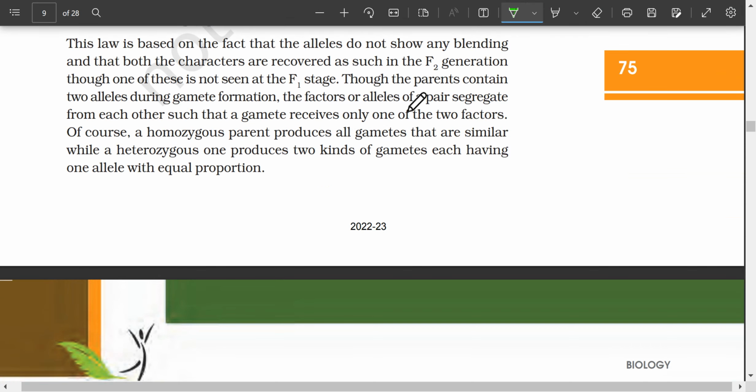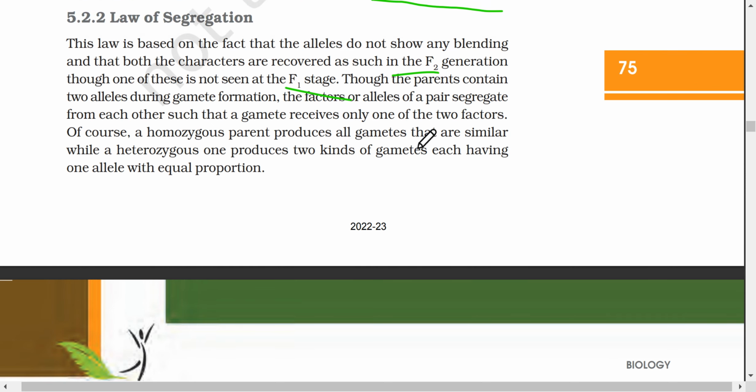This law is based on the fact that the alleles do not show any blending and that both the characters are recovered as such in the F2 generation, though one of these is not seen at the F1 stage. But जब ये F2 में आता है तो ये directly as its parental type आता है, it is not with any sorts of blending, it will be exactly as of its parent.